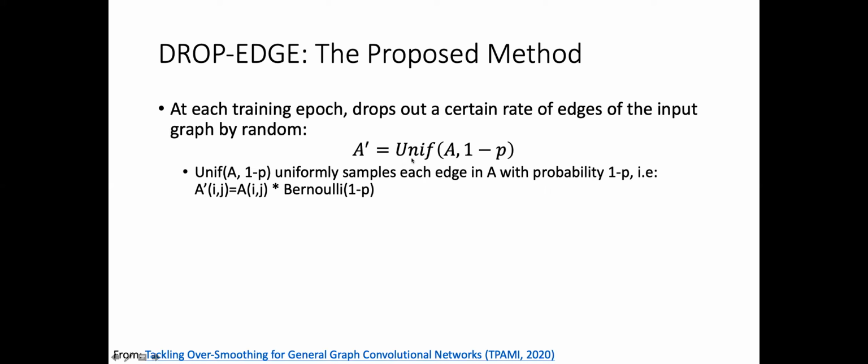Here is how we drop the edges. At each training epoch, we uniformly sample each edge in the adjacency matrix A with probability 1 minus P, that is, A prime ij is equal to Aij times a Bernoulli distribution of 1 minus P.